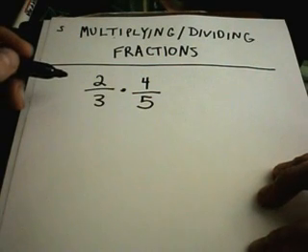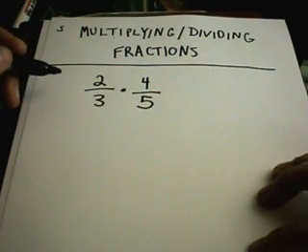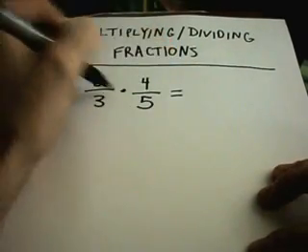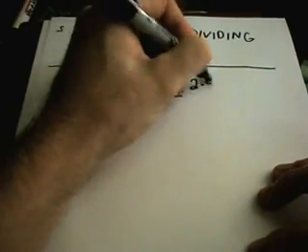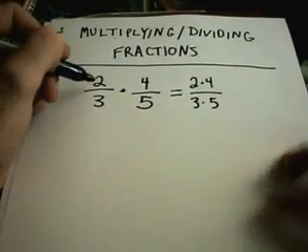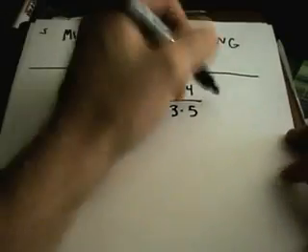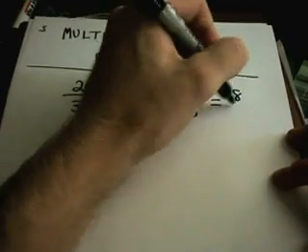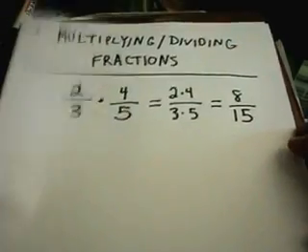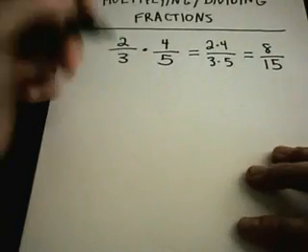In this video, we're going to talk about multiplying and dividing fractions. And to me, multiplying and dividing is actually easier than adding and subtracting fractions. When multiplying fractions, you don't have to worry about common denominators. You just multiply across the top, and you just multiply across the bottom. So if I have 2/3 times 4/5, on the top I'll get 2 times 4, which is 8, and on the bottom I'll get 3 times 5, which is 15, and I'm finished.